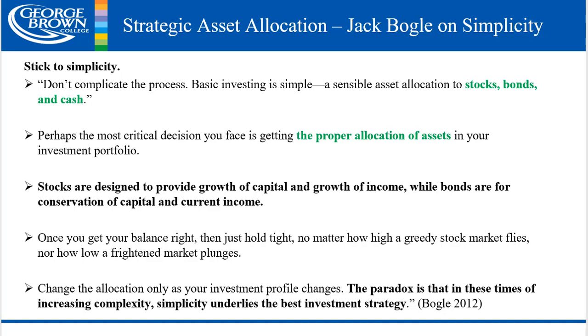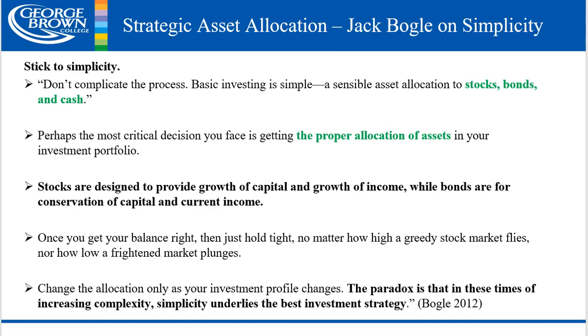Stocks are designed to provide growth of capital and growth of income through dividends, while bonds are for conservation of capital and current income. And we've seen that through the risk and return historical figures. Once you get your balance right, then just hold tight, no matter how high a greedy stock market flies, nor how low a frightened market plunges. That's saying, buy whenever you're buying, just don't buy high and sell low. And change the allocation only as your investment profile changes. Finally, the paradox is that in these times of increasing complexity, simplicity underlies the best investment strategy.